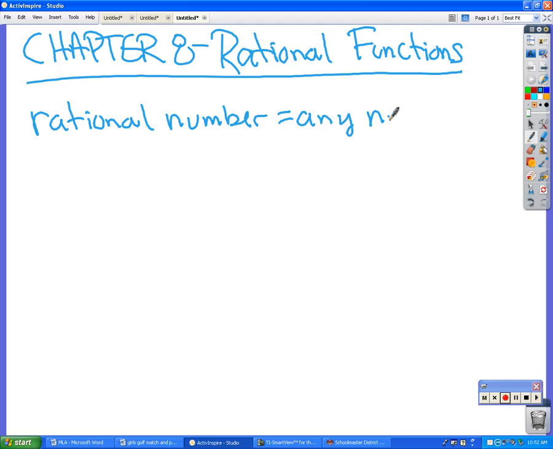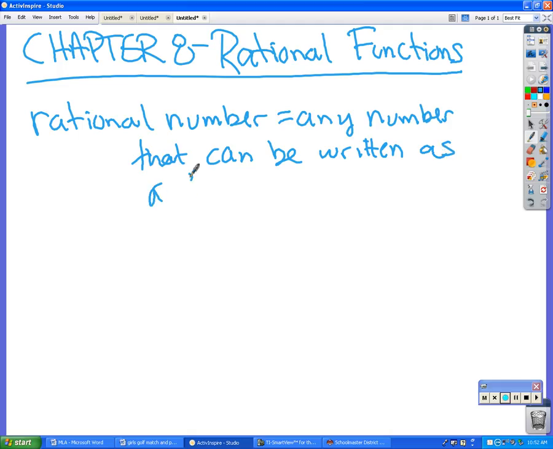A rational number is any number that can be written as a fraction. Now, when I taught you about rational numbers in algebra, we talked about it in terms of decimals that stop, or decimals that repeat themselves. Right, so 0.333 repeating is a rational number because you can write it as 1/3.